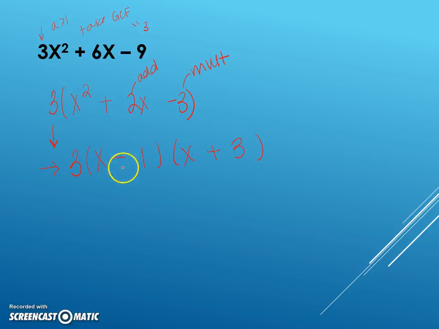If you were to check this one, FOIL it back together. You've got x squared plus 3x minus x minus 3. X squared plus 2x minus 3. And then when you go to multiply that 3 back on the outside, that's equal to 3x squared plus 6x minus 9. So we got the answer we were looking for.